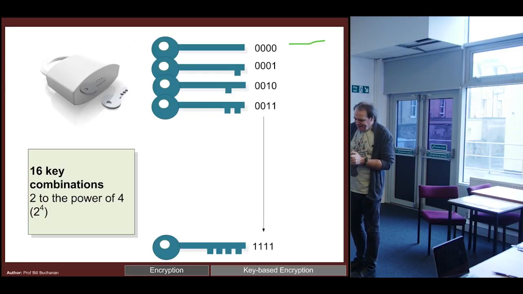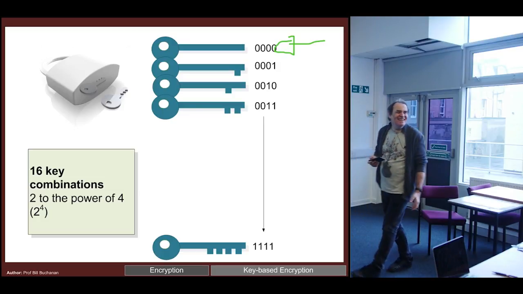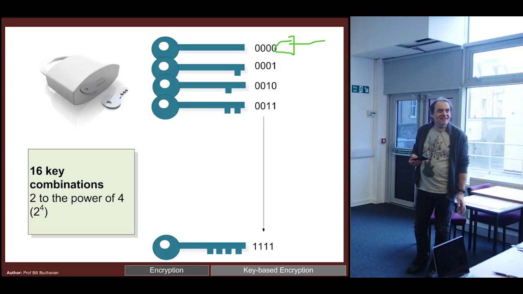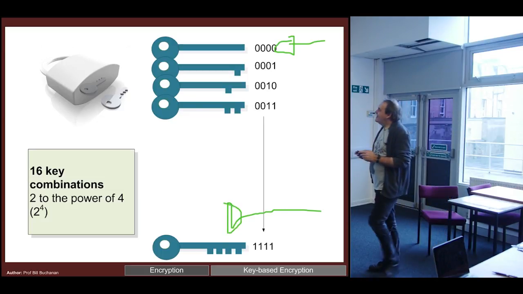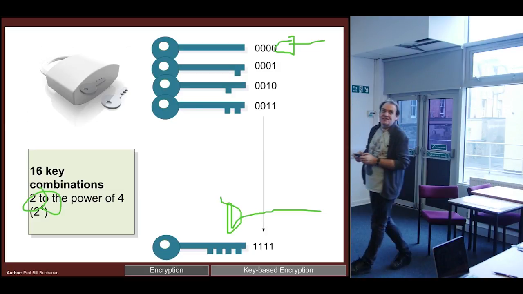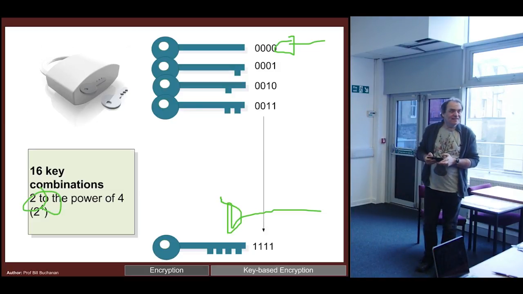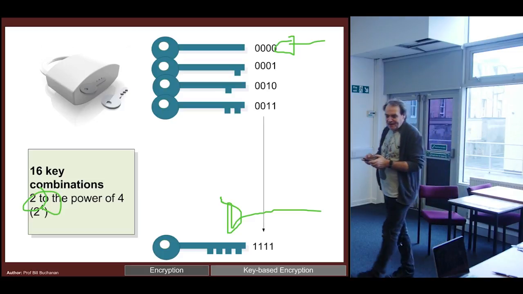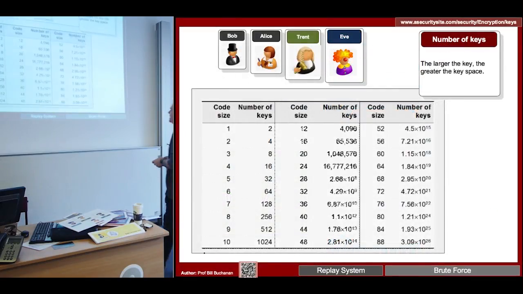You might be really unfortunate and get that key. That's not a valid key. It is. Mathematically, it's valid. So that's them all. So 2 to the power of the number of bits that we've got is the number of keys. The more bits that we have, the more keys there will be.